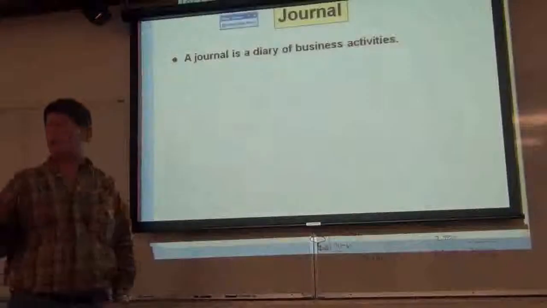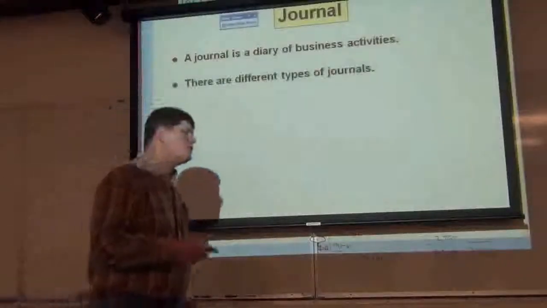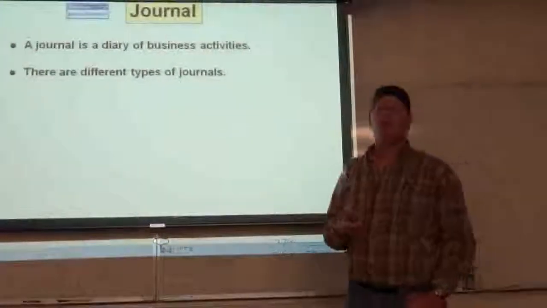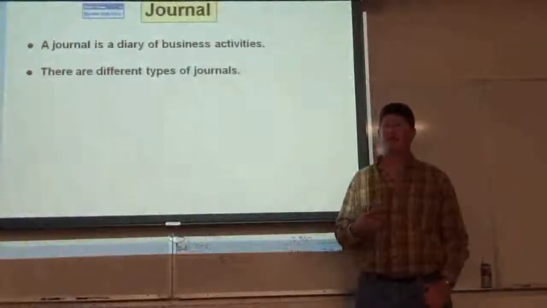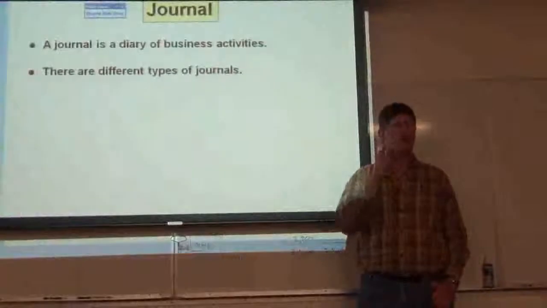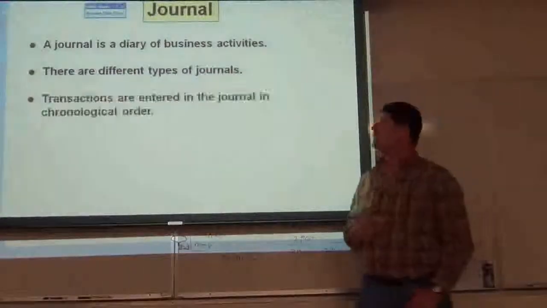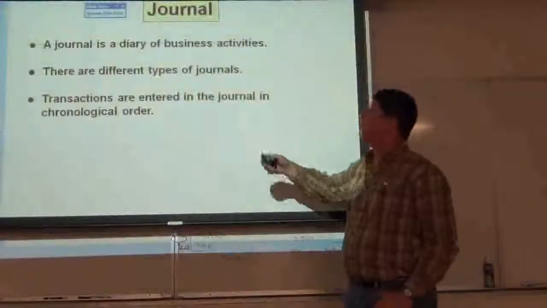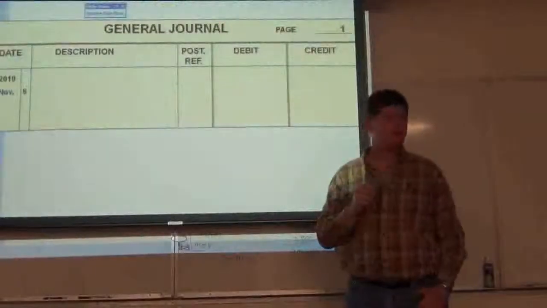Okay, a journal is like a diary. It's just a list in sequential order. There can be multiple types of journals. We're not going to worry about the other journals until we get past the next test. So the only thing you've got to remember for now is the general journal. Everything goes in the general journal. They're entered in chronological order, and here's what it looks like.